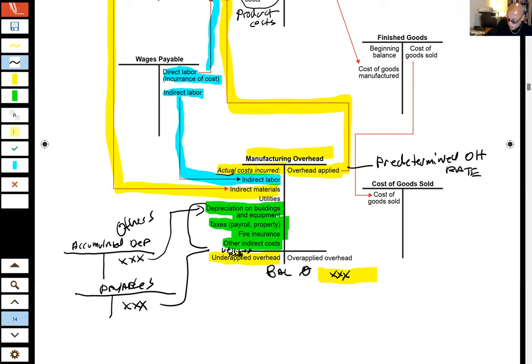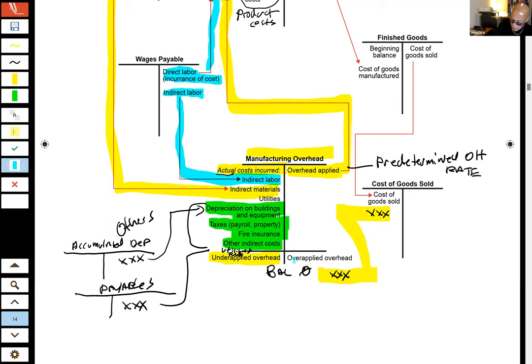And now we would go ahead and allocate it between the cost of goods sold, the finished goods and the work in process, or you could take it directly to cost of goods sold. If it's not material, you could take it directly to cost of goods sold, and that would balance that out. And since you had underapplied, you had more than you applied. Your costs were more, weren't they? So you debit that to cost of goods sold, okay?